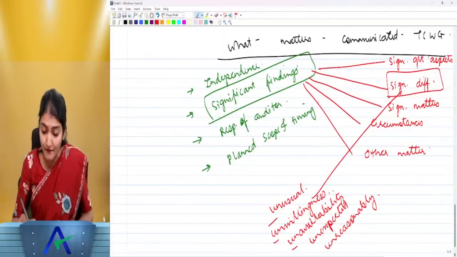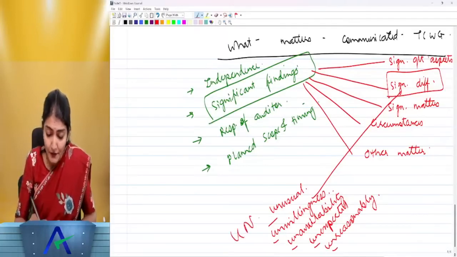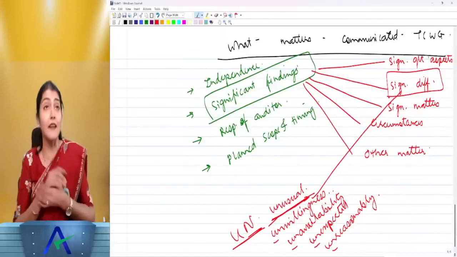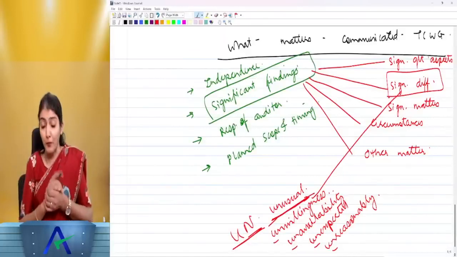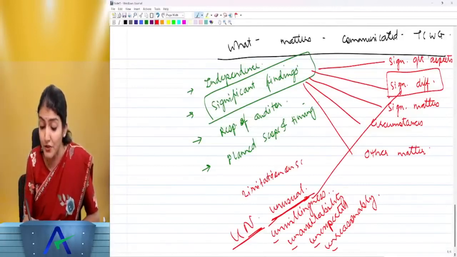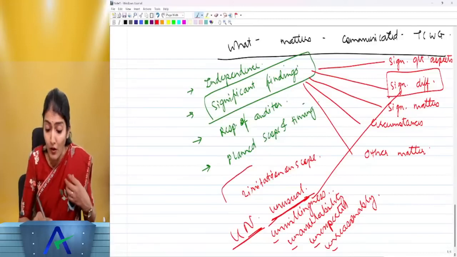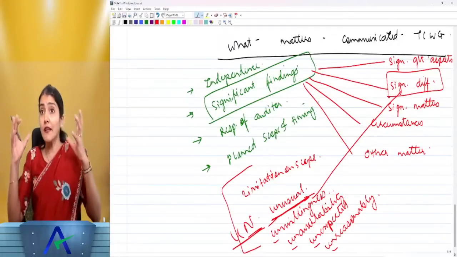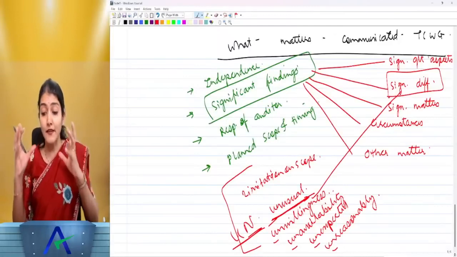Did you notice everything over here starts with "un"? And unusual, what does it say? Unusual delays, significant delays in management providing the information, and imposing a limitation on the scope of the audit. All these matters we will communicate to TCWG.